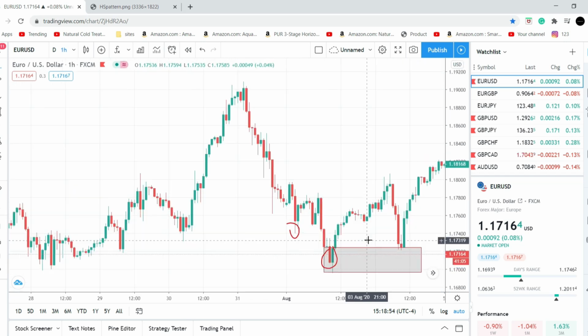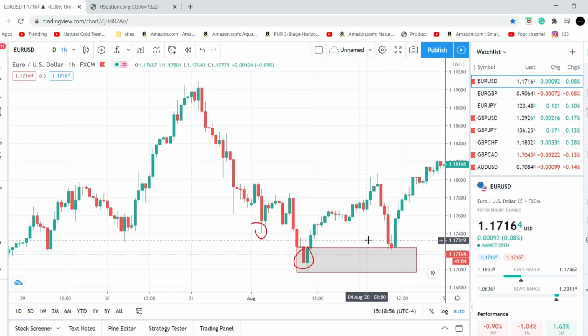So let's talk about entries. Now, you can actually look for a simple entry, a nice bullish bar, or if we're going down, a nice bearish bar, okay? Or you can actually get in with a limit. Now, a limit order is basically a pending order, right? So you actually put a pending order here right at the zone.